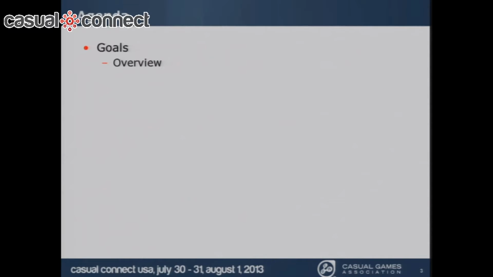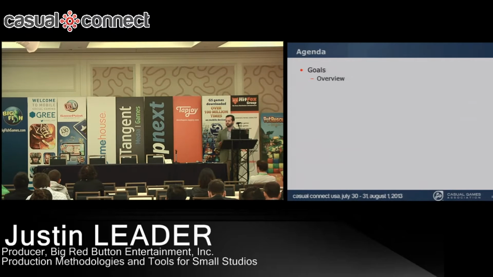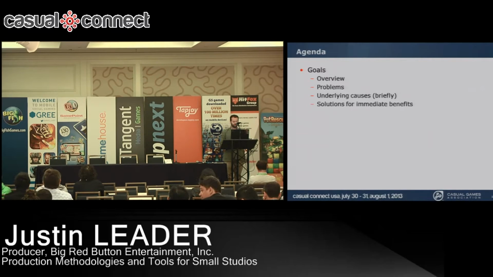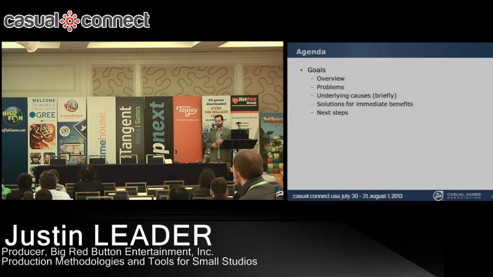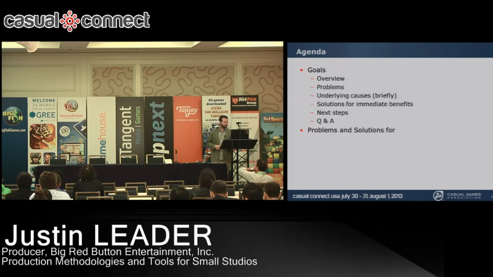I'm kind of going to do a quick 101 overview of some of the production methodology I think really helps small studios. We're going to talk about the problems. We're going to briefly talk about the underlying causes of those problems. We're going to talk about solutions that have immediate benefits. We're going to talk about next steps. If one of these is an attractive solution to you, how you can then go about learning enough to start implementing it. And I think we'll have enough time for a few questions.